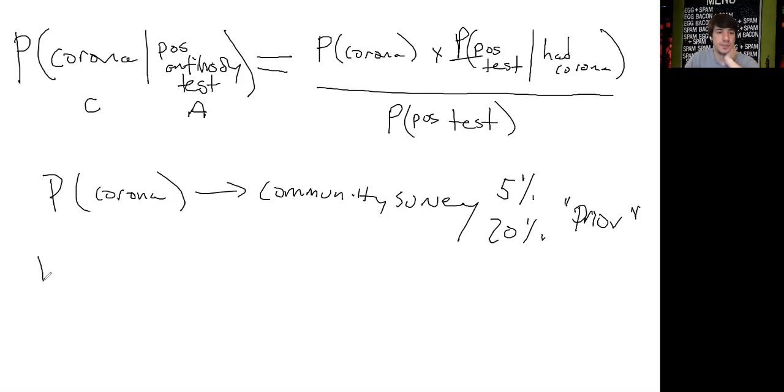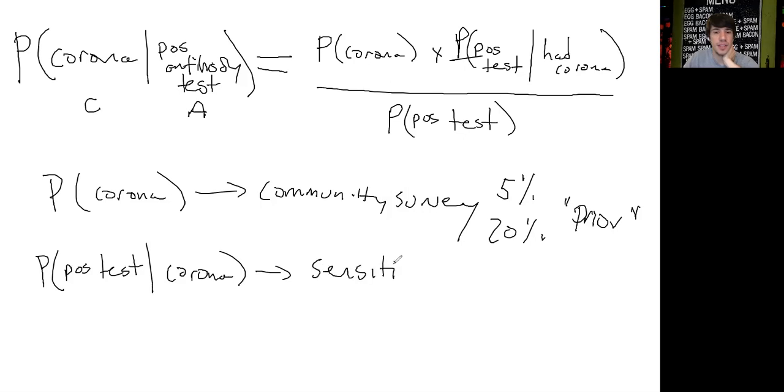And so the probability of a positive test, given that you had corona, is what's called, I think, I always get these terms backwards, sensitivity of a test. And that's something that the drug companies will try to measure. But, okay, right. So how do we get an estimate of this?